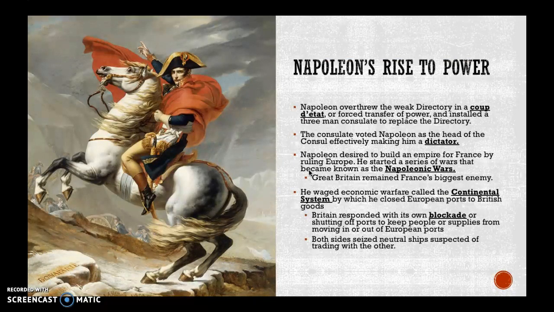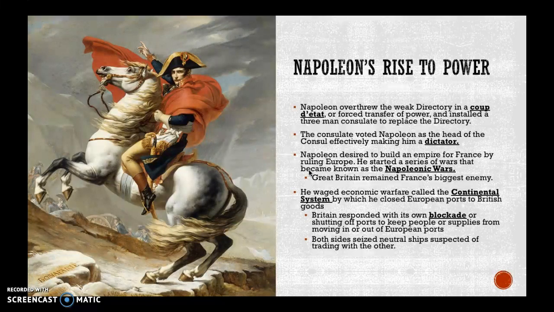So, the rise of Napoleon. Napoleon overthrew the weak directory in a coup d'etat. A coup d'etat is essentially a transfer of power, and he forced the directory out. He installed a 3-man consulate to replace the directory. This consulate voted Napoleon as the head of the council, which essentially made him a dictator.